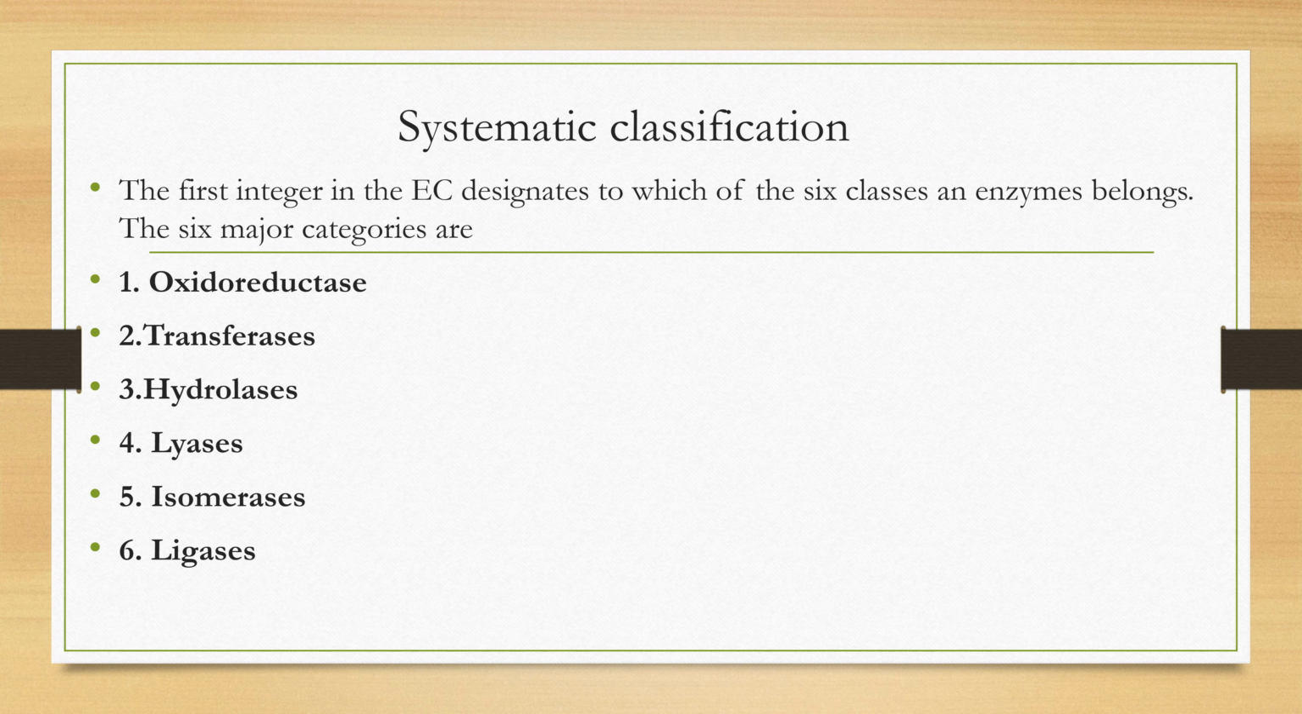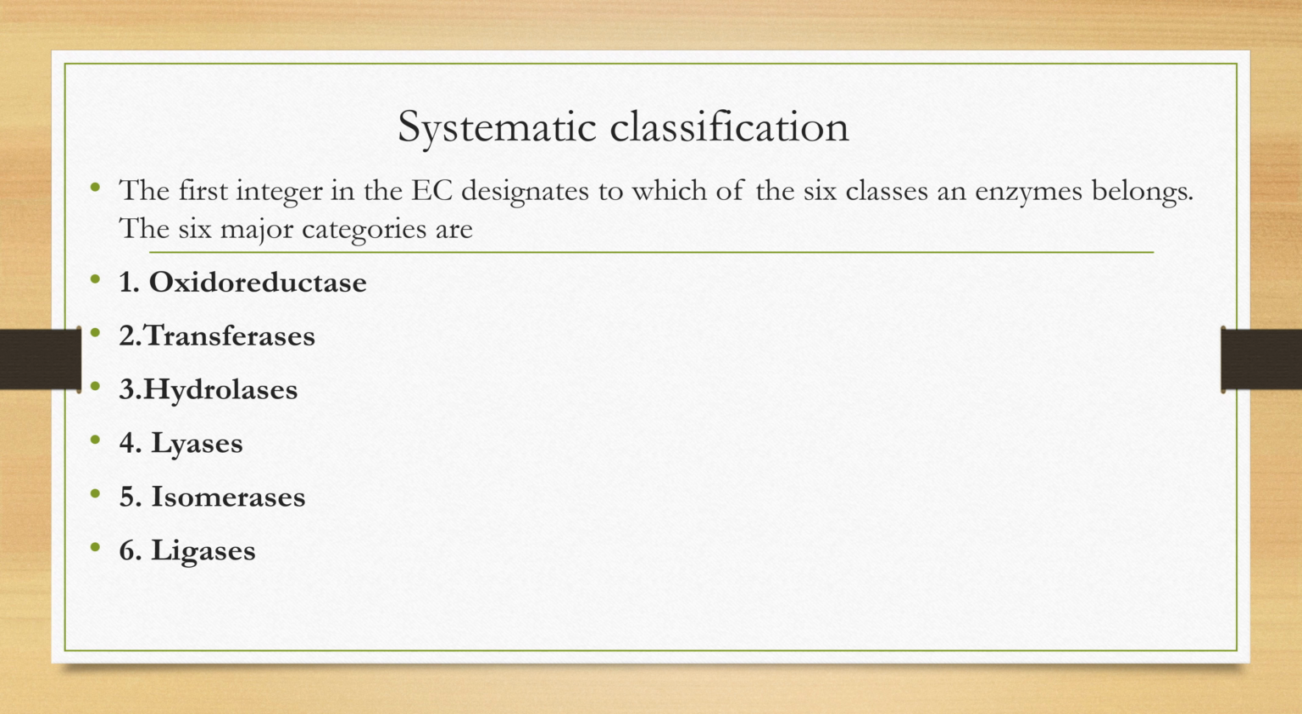Now, all enzymes are classified into mainly six classes, and these six classes are oxidoreductases, transferases, hydrolases, lyases, isomerases, and ligases. The group of enzymes which catalyze oxidation and reduction reactions come under the class oxidoreductase, especially your dehydrogenase, oxidase, oxygenase, reductase. All this group of enzymes can come under oxidoreductase.